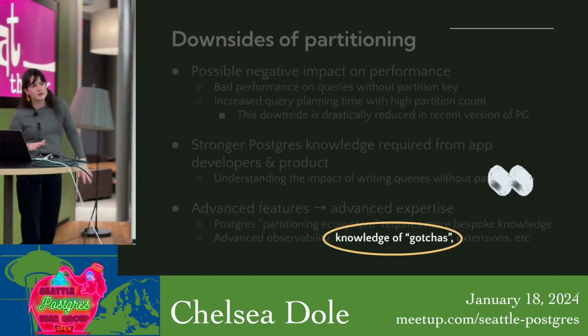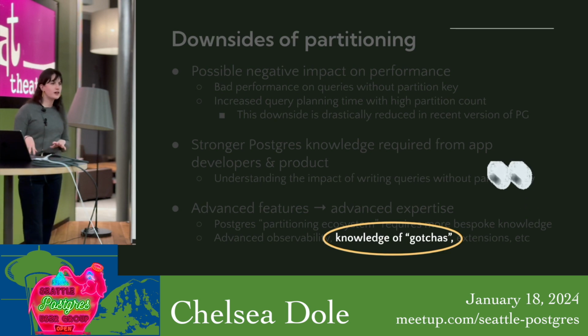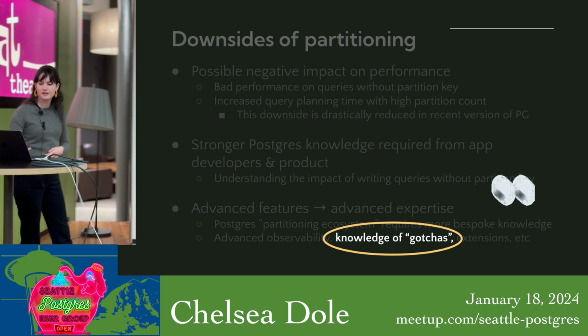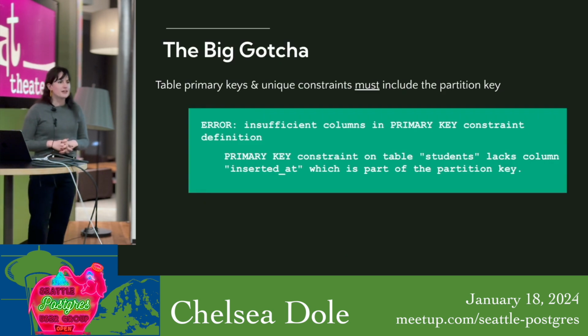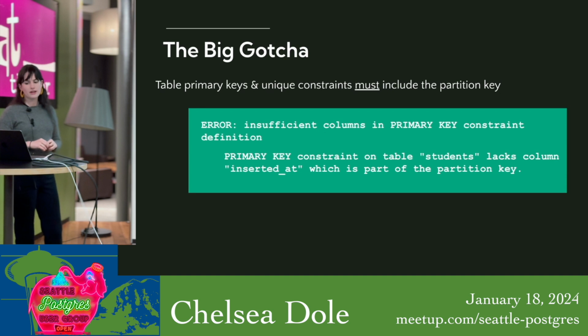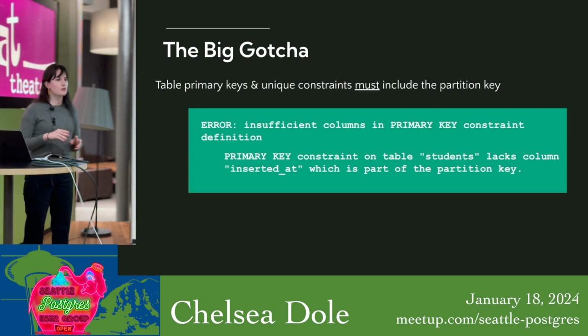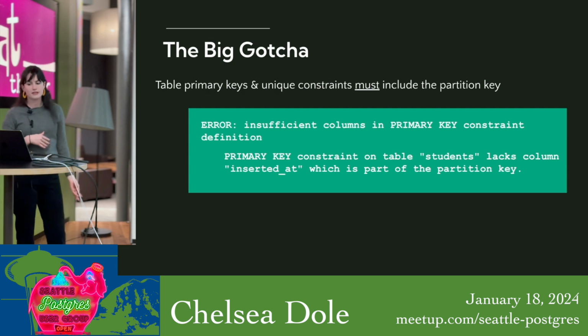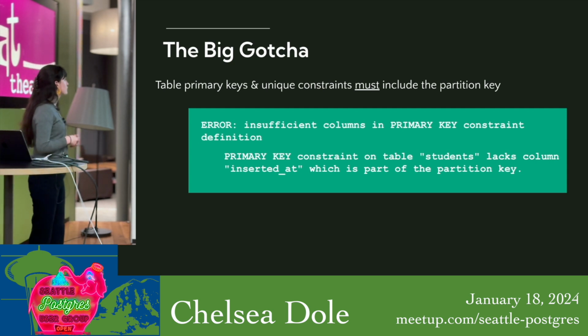But I did kind of skim over something here, which was knowledge of gotchas, and this wouldn't be a good presentation unless we actually go into what they are. The biggest gotcha, in my humble opinion, is the fact that table primary keys and unique constraints must include the partition key. So if you try to create a primary key or partition on a column that's not included in the primary key, you would see an error like this: insufficient columns in primary key constraint.